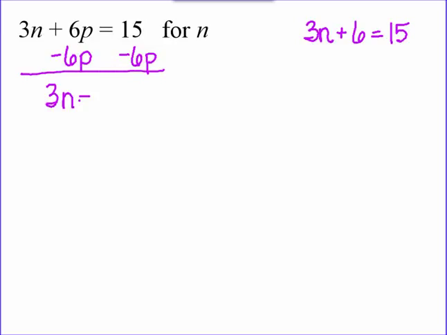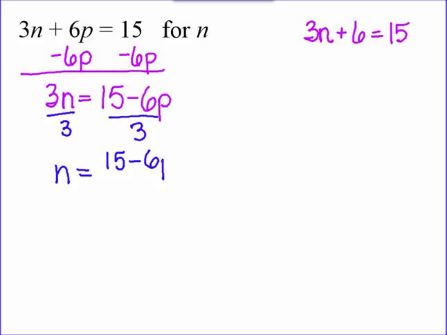What do I get on the right side? 15 minus 6p. Now what do you do? Divide by 3. So my n ends up being 15 minus 6p all divided by 3. Now if you notice, what do you notice about 15, 6, and 3? They're all divisible by what number? 3.